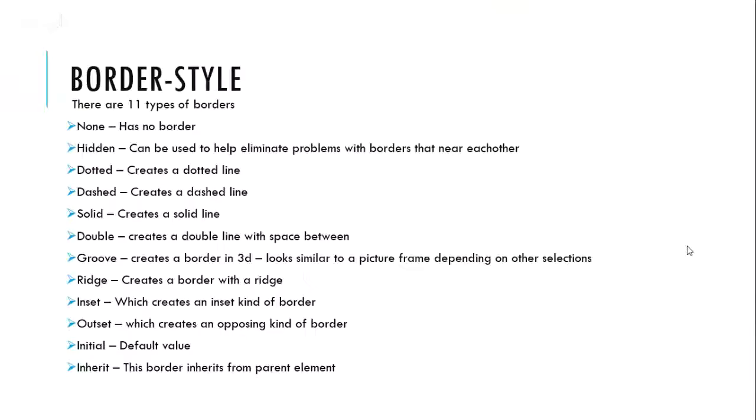A groove creates a 3D border, which looks similar to a picture frame, depending on other selections. A ridge, which creates a border with a ridge. An inset, which creates an inset kind of border. An outset, which creates a border that's kind of opposite of inset. Initial, which is a default value. And inherit, which will inherit from a parent element.